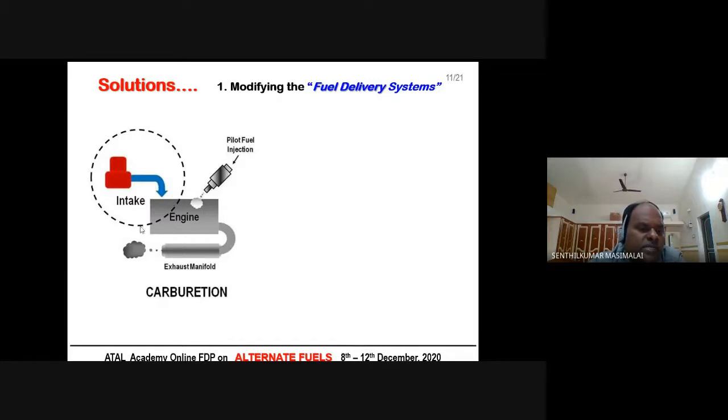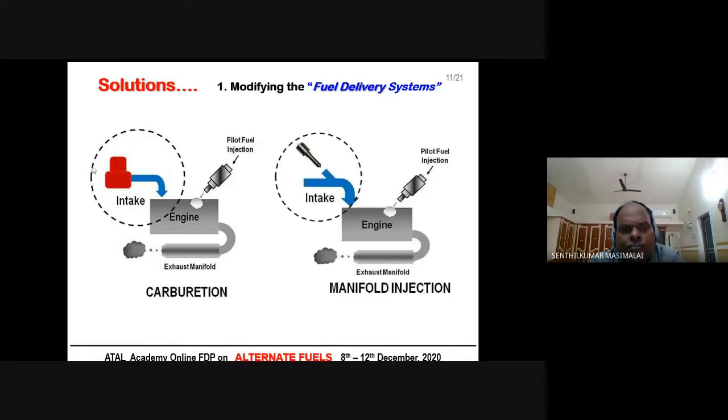So instead of going for carburation, we can also use hydrogen injection. We can fix an injector at the intake manifold for timed injection. By timed injection, you can avoid backfire, but still you have the distance here for the flame to travel back. So there are possibilities for flashback, but as compared to carburation, this method can minimize the flashback.